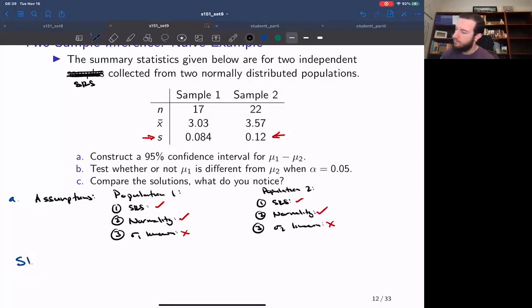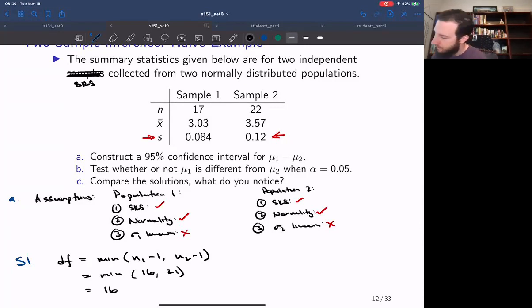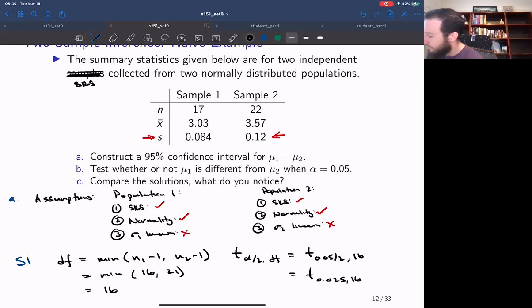Okay, so step one, we're going to build a 95% CI. So we're going to first determine our degrees of freedom. So the degrees of freedom here is going to be the minimum of n1 minus 1 versus n2 minus 1. This is going to be the minimum of 16 versus 21. So the degrees of freedom here is 16. Okay. So our t value is going to be t alpha over 2, comma df. In this case, we're building a 95% CI. So we're going to have a t on 0.05 over 2 and 16. This is a t value on 0.025 and 16.